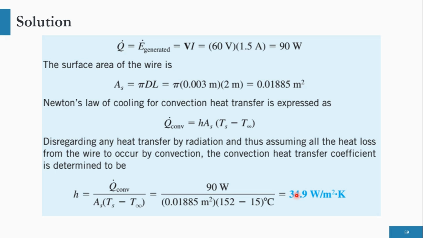Obviously, we can solve another example and we can calculate the value of maybe A or maybe Q or maybe some temperature. But for the convective heat transfer system, or convection heat transfer system, we will always use the Newton's law of cooling, just like in conduction, we use the Fourier's law of heat conduction.